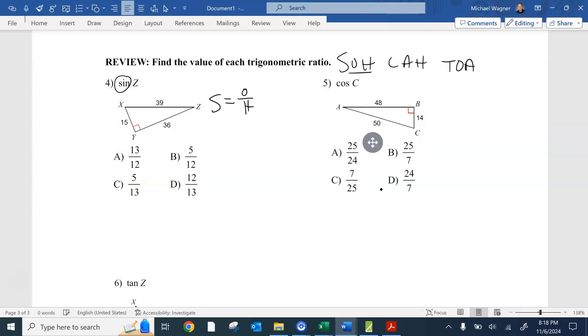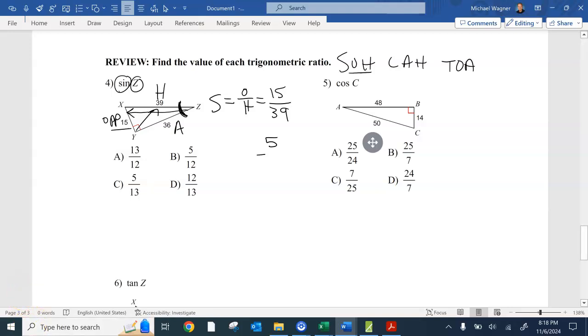Opposite over hypotenuse, okay? Step number 2, we need to identify the sides. The hypotenuse is always opposite the right angle. And since we have sine z, we need to identify what the reference angle is, z. So the opposite in this case would be the 15. The only one left is adjacent, so that would go there. So opposite is this 15 over the hypotenuse, which is 39. Then we can reduce. Remember, you can use your calculator: 15 divided by 39 and use the math fraction function. We should also know you can divide both of these by 3. That would be 5 over 13.